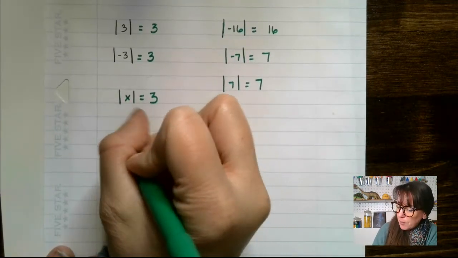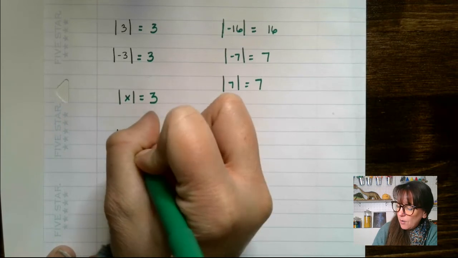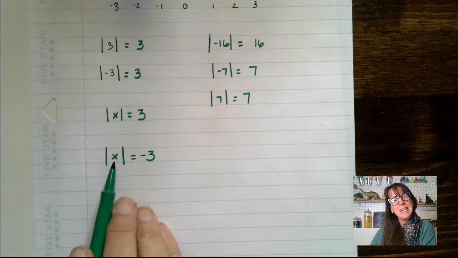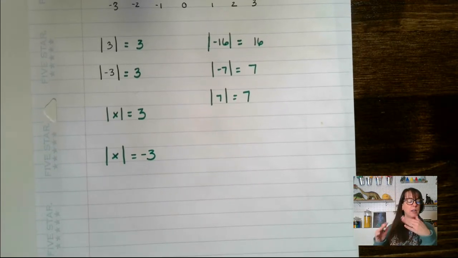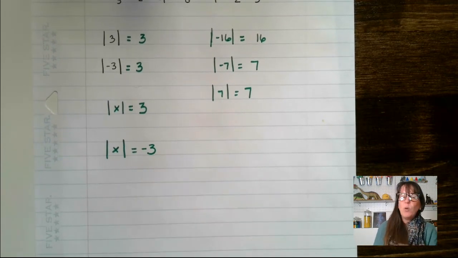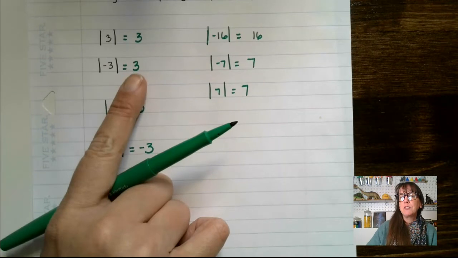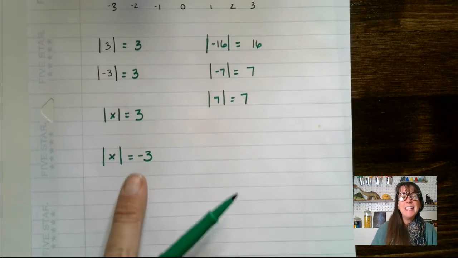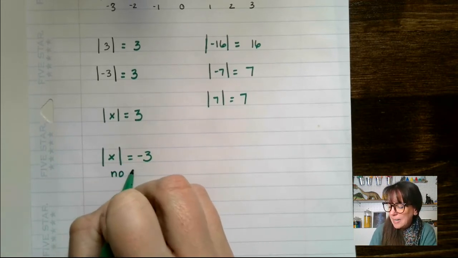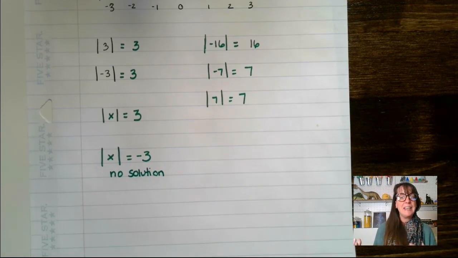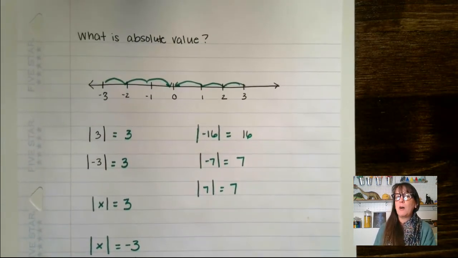The other thing we want to talk about is, what about this? Now, trick question time. What can I put into x to give me the absolute value equals -3? Well, I can't put in -3 because if I do that, the absolute value is +3. Remember, I said absolute value is absolutely positive. This is no solution because we cannot put anything into our absolute value and get out a negative number. It's just not possible.